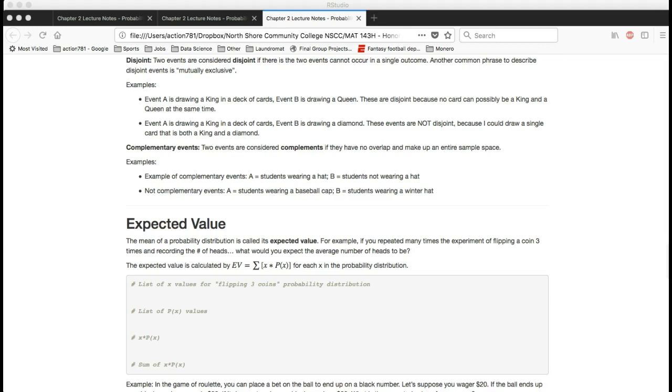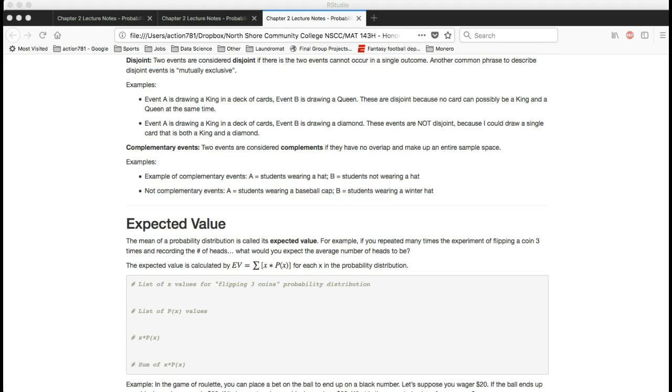Another definition is called events being disjoint. Two events are considered disjoint if the two events cannot occur in a single outcome. Another common phrase to describe disjoint events is mutually exclusive.